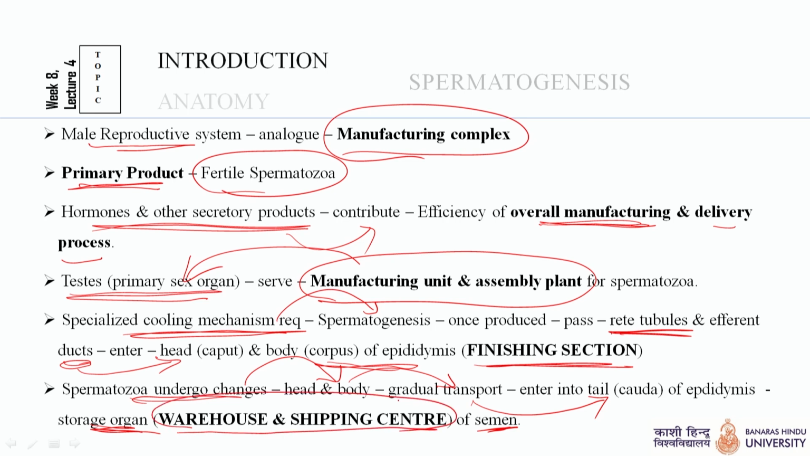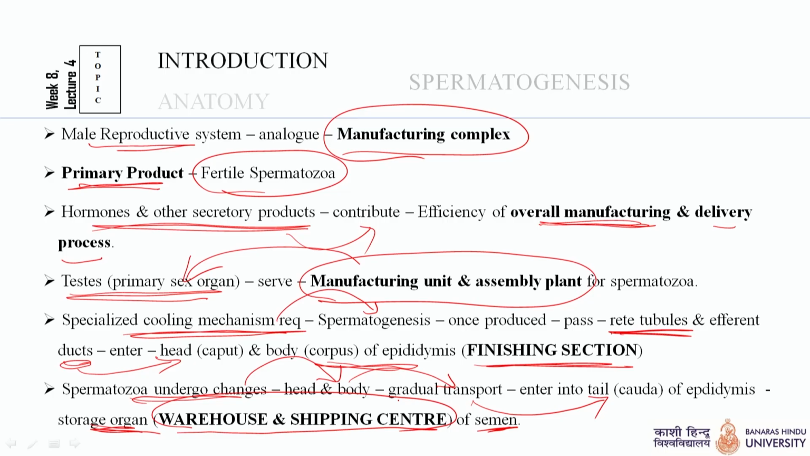So now what we have seen is a factory. In the factory, the primary target, I mean the product, is fertile spermatozoa. How is this fertile spermatozoa produced? By a process called spermatogenesis. Spermatogenesis takes place in the testis, that is the manufacturing unit and the assembly unit. Once the spermatozoa is formed through the spermatogenesis process, it will reach the finishing section, such as the caput as well as the corpus of the epididymis. Then from there it will gradually reach the tail or the cauda portion of the epididymis and get stored. That is the warehouse or the shipping center of the semen.